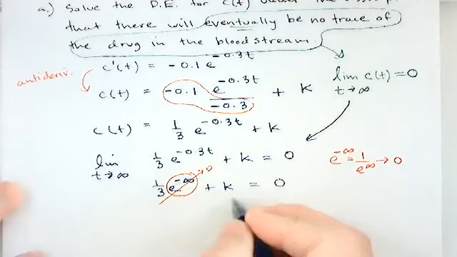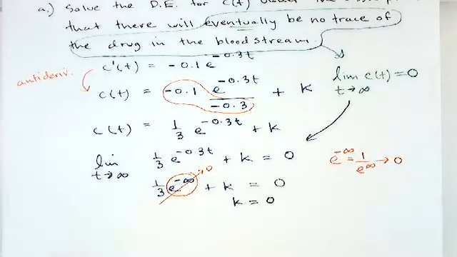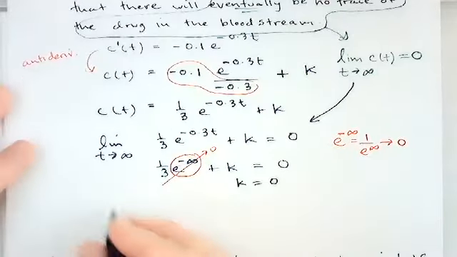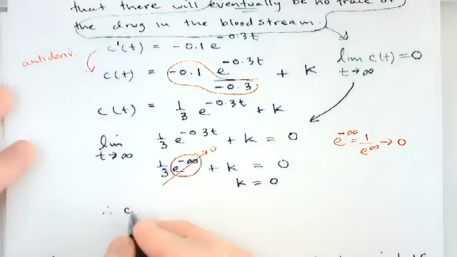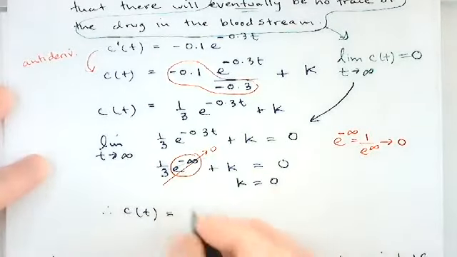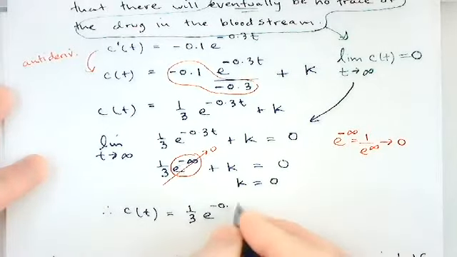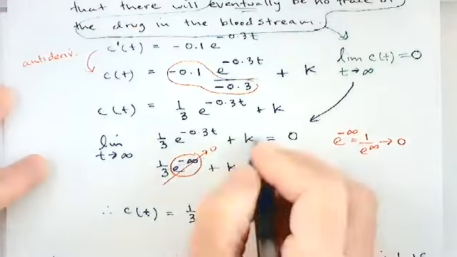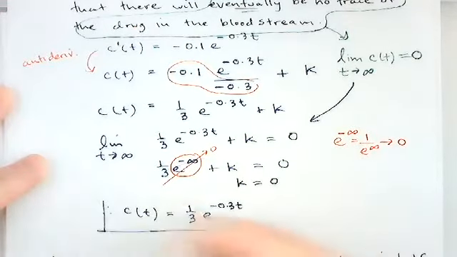That means in this case, my constant of integration is just 0. Because I have 0 plus k equals 0. My constant of integration is 0. Therefore, a formula for the concentration of the drug at any time t is simply going to be 1/3 e to the negative 0.3 t. Again, k is 0, so that is it.